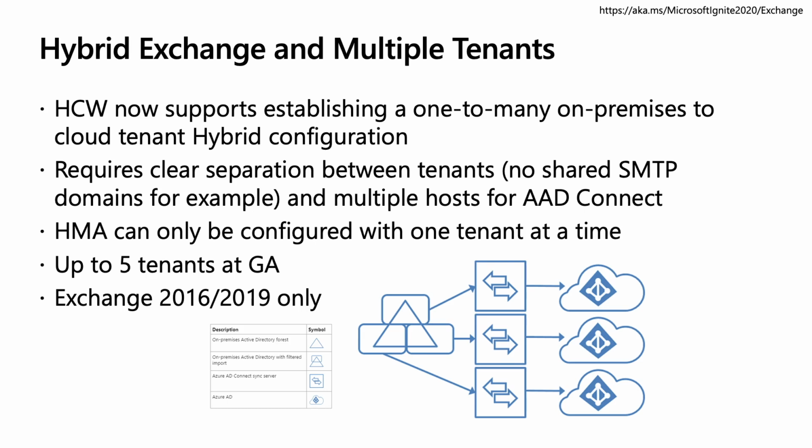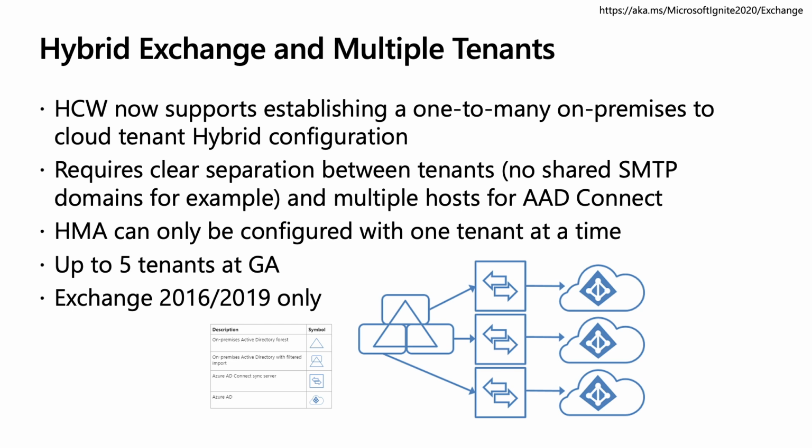So moving on to the next piece of news, and this is to do with hybrid and the inclusion of the ability to add a hybrid connection to multiple tenants from the same on-premises organization. So historically, we've had this one-to-one mapping on-premises to a single tenant. And we know some customers, many customers in fact, really have more than one tenant. And there's a variety of reasons they might want to do that.